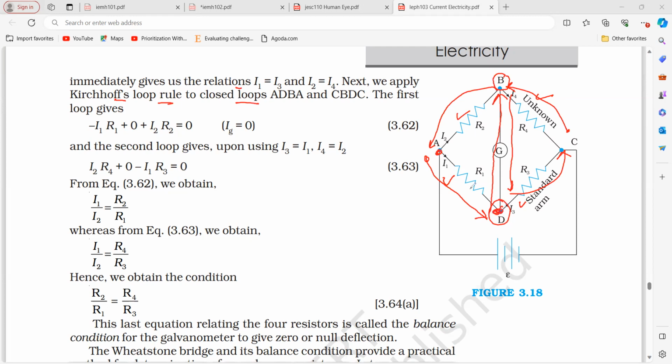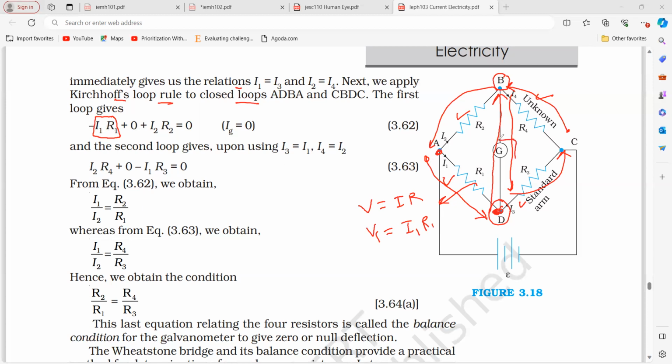That's why current is flowing from A to D. So we are reaching at low potential, so we put a negative sign minus, and this is the potential drop across the first resistor. And from Ohm's law, we know V is IR. So for this, we can write V1 will be equal to I1 R1. So that's why we put a negative sign, minus I1 R1, plus.